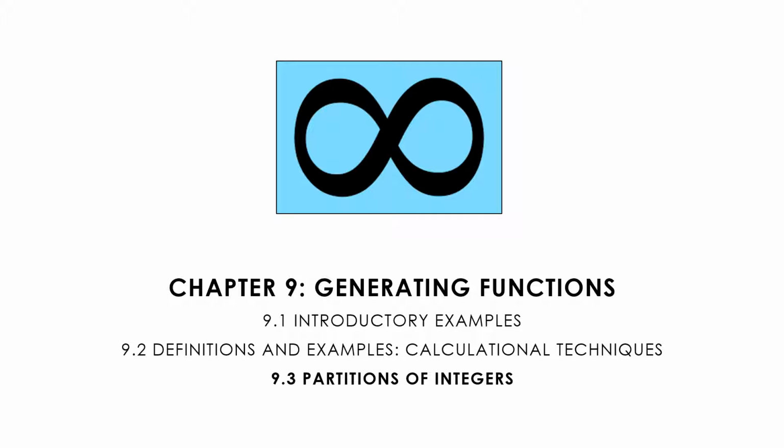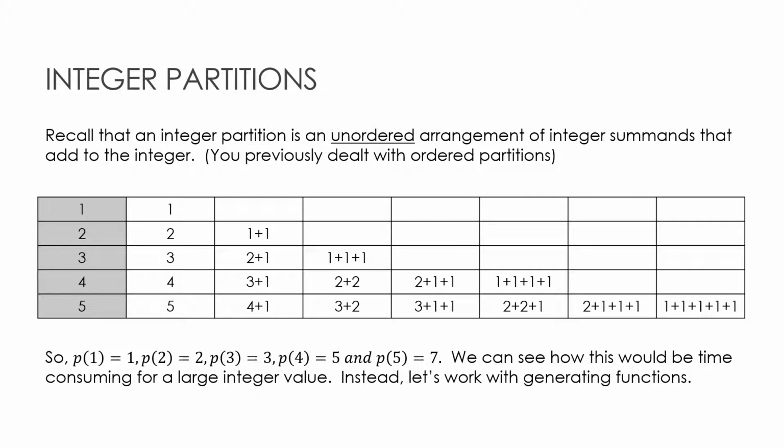We're going to finish up Chapter 9, talking about 9.3, partitions of integers, and obviously how we use generating functions with partitions. Let's recall what a partition is. It's an unordered arrangement of integer summands that add to the integer. So for instance, if I'm looking for integer partitions of 1, 1 adds to 1, and that is it.